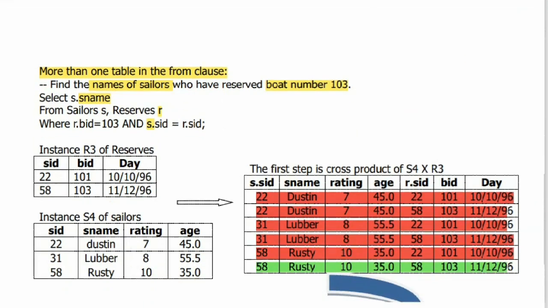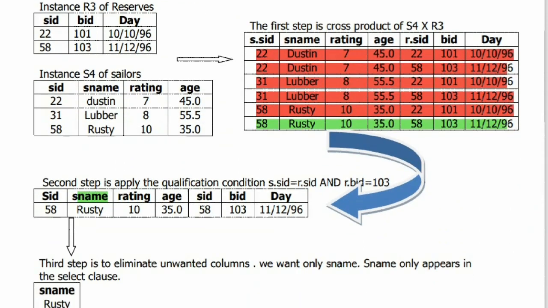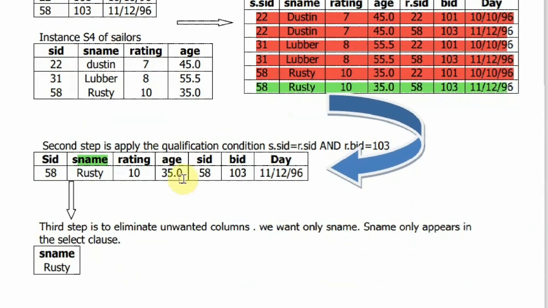I want all the sailors, but here only one sailor qualified. So I am just taking this one tuple and I just want the name of the sailor. The other attributes I don't want, because I didn't mention them. If I say star, then the entire tuple will be retrieved, but I just want the S name. So after removing the unwanted columns, now only the S name Rusty will appear in the result. So what is the answer for this query? For the instances of the tables that I have given, the answer is Rusty.